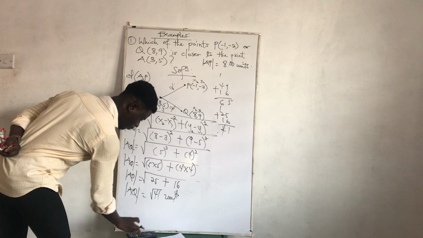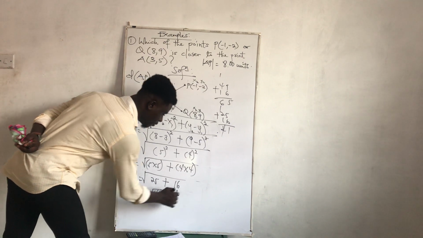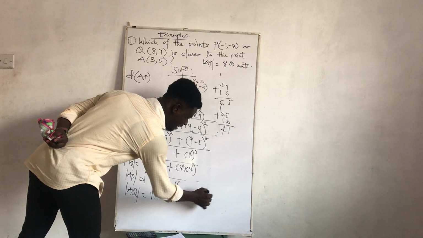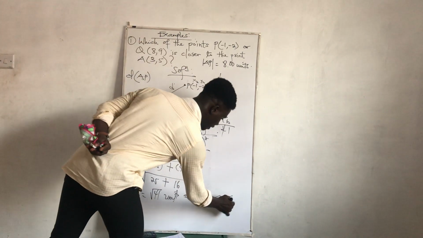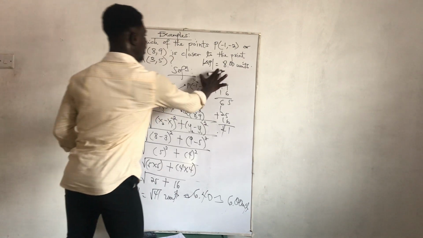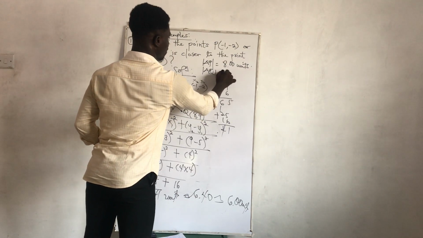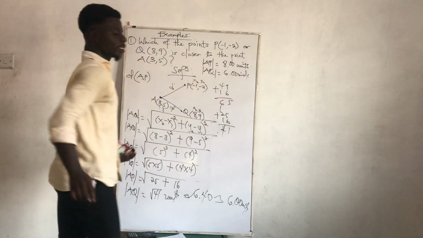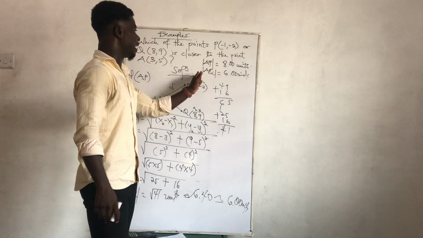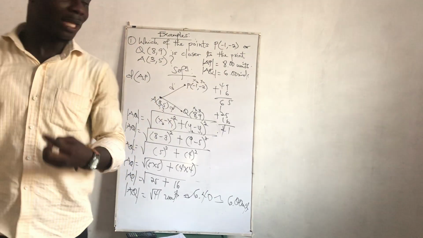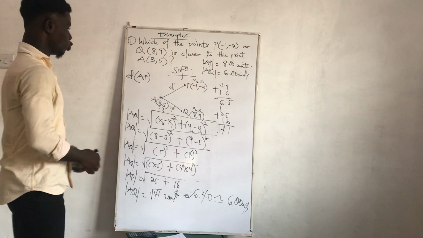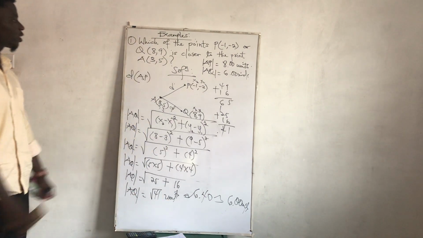In decimals, we have 6.40. So to the nearest whole number, we have 6.00 units. So the length of AQ gives us 6.00 units. So you can conclude that between the length of AP and the length of AQ, the smaller one is the length of AQ, which is 6.00 units.